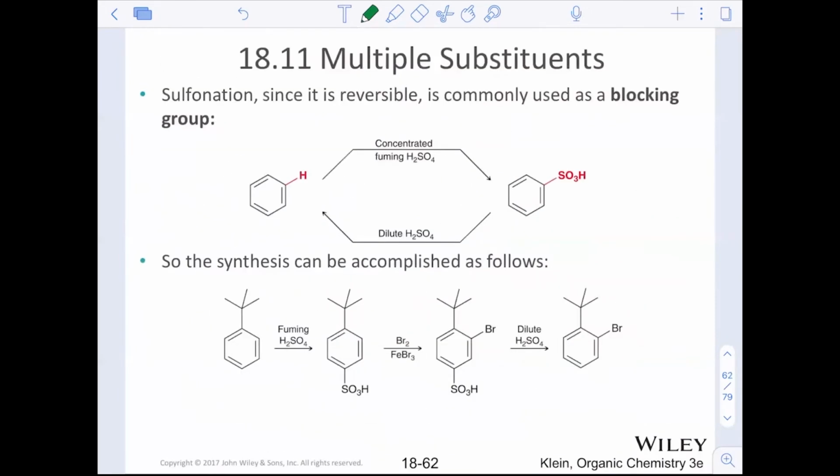Remember, sulfonation is reversible, so sulfonation is typically used as a blocking group. The synthesis can be accomplished just like this. We start with sulfonation and we'll add it on there. Right, there's our blocking group. Then we'll add our halogenation into the meta position to the sulfonyl group, but the ortho position to our tert-butyl group. And then we'll use dilute H2SO4 to remove that blocking group. That's what's great about sulfonation, it's reversible. It can go backwards.